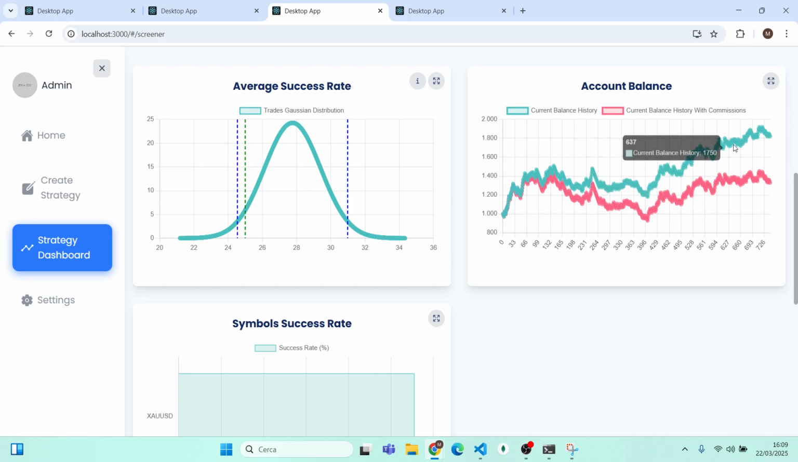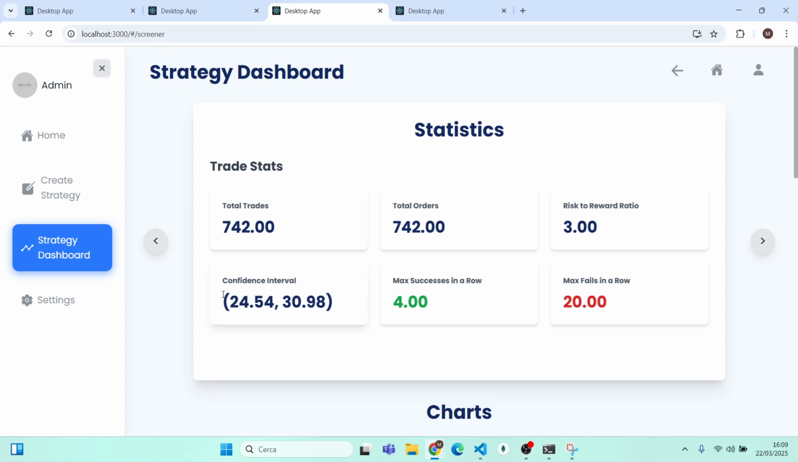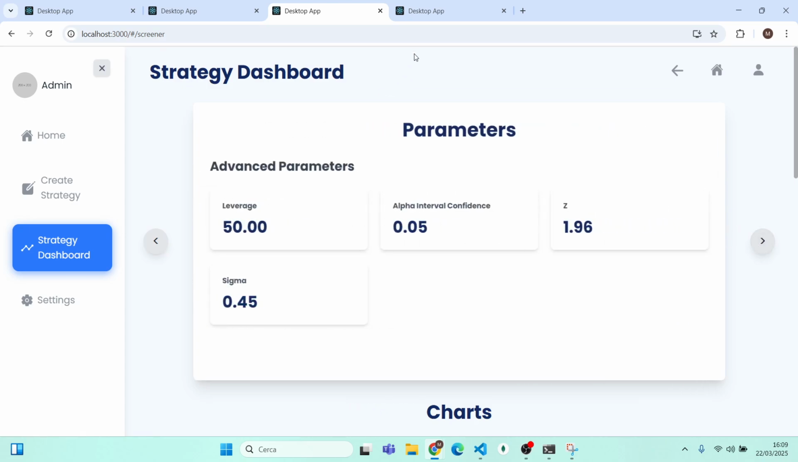This is our balance and how it changes during the time the strategy was tested. We can see other information. For example, 26 is our success rate in buy, 28 in sell. We can see the confidence interval right now. The max successes in a row now are 4, the max fails in a row 20, and these are all the information about this strategy. Also 700 trades, leverage always 50.